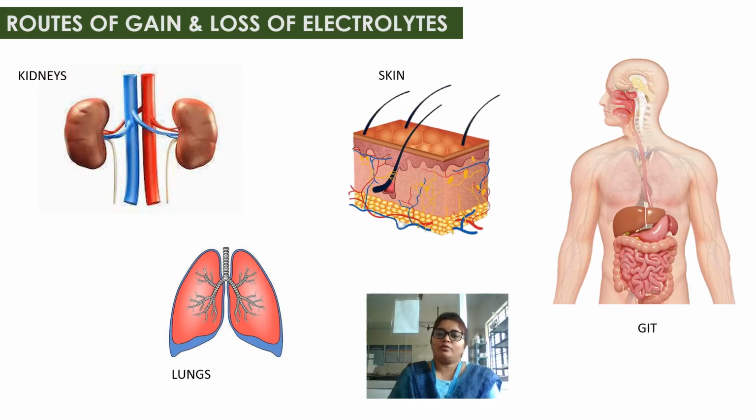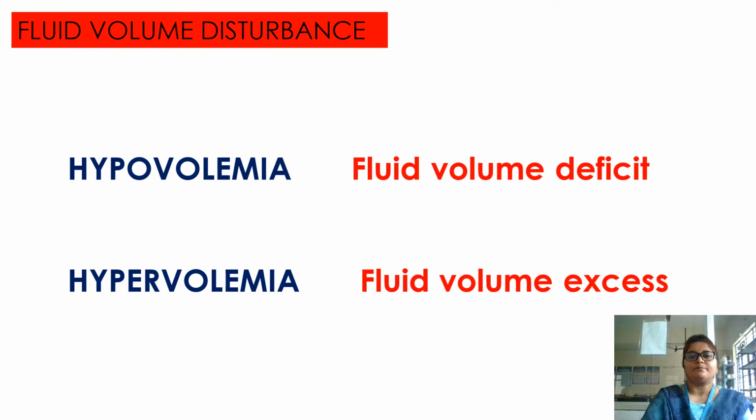And then how will the gain and loss of the electrolytes happen? It will happen through these organs. Either the gain or loss of the electrolytes will happen through these organs: kidneys, skin, GI tract, and lungs. By using all these organs, it will be balanced. That means whether the electrolytes are coming inside or going out of the body, it will happen through these organs.